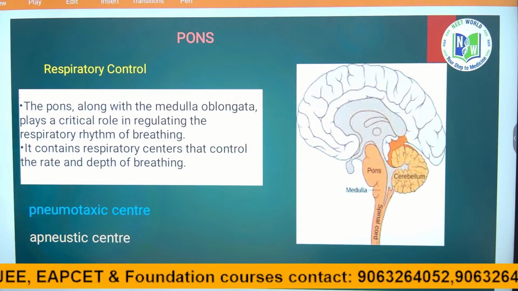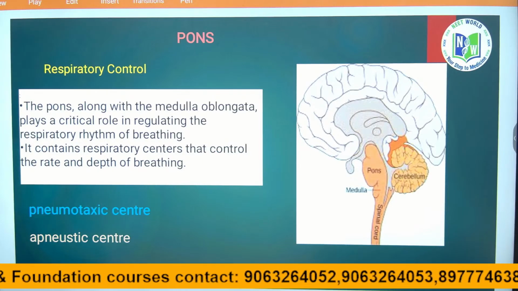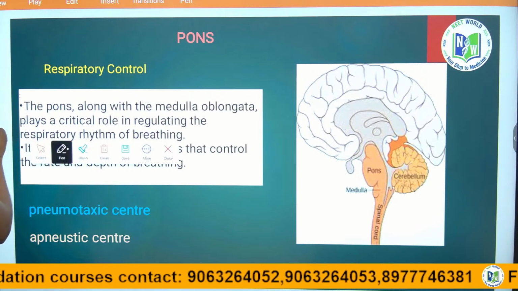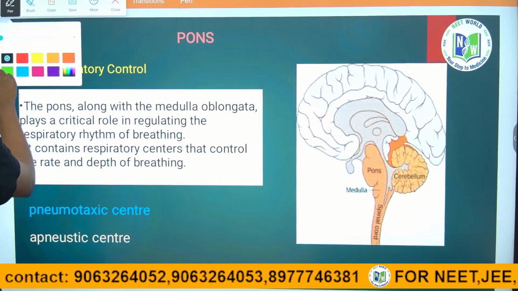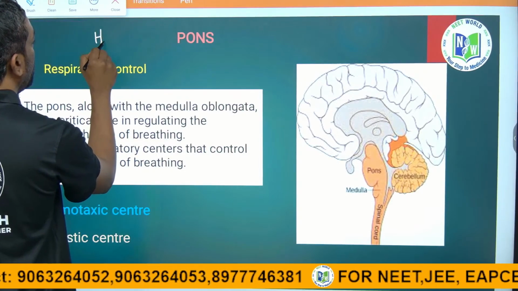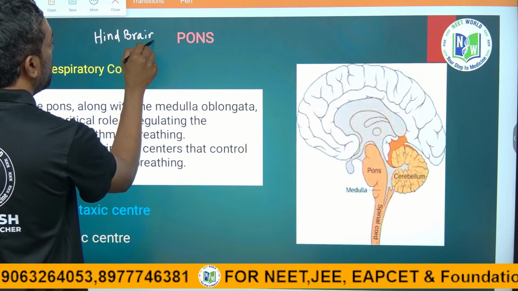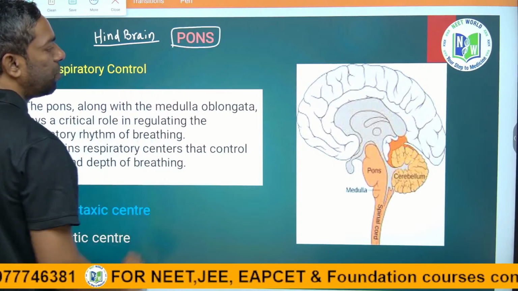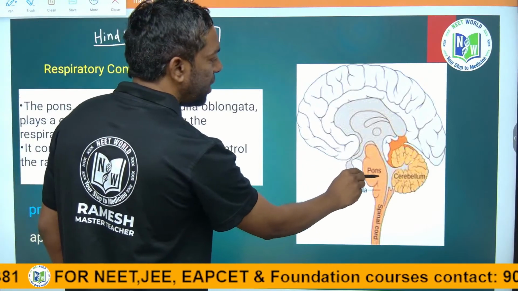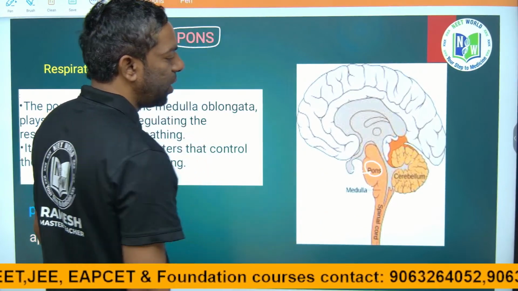Yeah, pons. Next, hindbrain, guys. Okay, the next part is hindbrain. One of the parts of the hindbrain is the pons. The pons is located in the hindbrain. The upper part we can call pons, and the lower part we can call medulla.